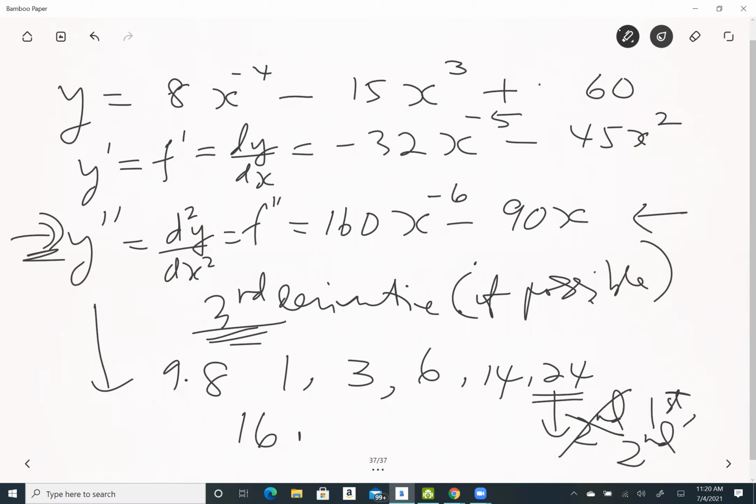Now, second derivative test is more compact. It's shorter, and it's more straightforward to test for maximum and minimum. So you call that second derivative test. We use the second derivative to test whether the function has a maximum or minimum. It's easier than the first derivative.